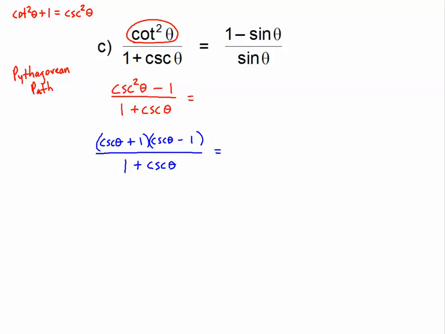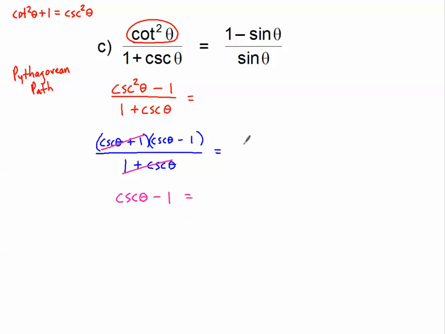You might see now why I factored the numerator, because now I can cancel out a common factor. Cosecant plus 1, whoosh, cosecant plus 1, whoosh, they're the same thing. Don't worry about flipping around a plus sign. Of course, that would always be true. Leaving cosecant minus 1 all by itself.